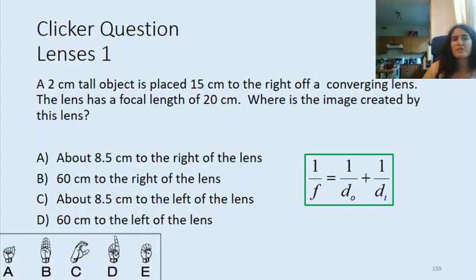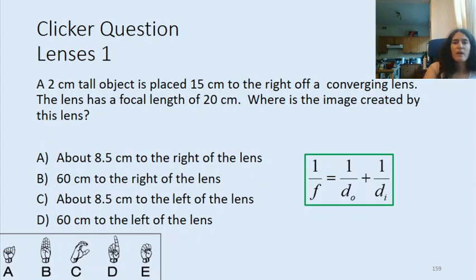So it says I have a 2 centimeter tall object placed 15 centimeters to the right of a converging lens. The lens has a focal length of 20 centimeters. Where is the image created by this lens? So now I know that I'm within the focal length of the lens, and so I know that we can calculate the image distance, right?